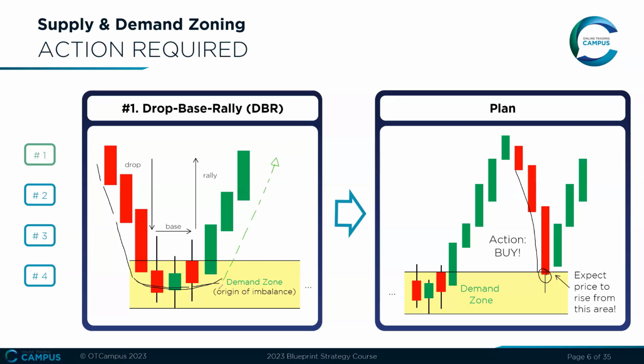So by just looking at price, we have no way of knowing that there is going to be a rally out of this origin, out of this basing state. We have no way of knowing that there's going to be a rally. But after the fact that there is a rally, we can say, well, now there's a demand zone, there's an origin of imbalance. If price comes back into this origin of imbalance, what we want to do is we want to buy.